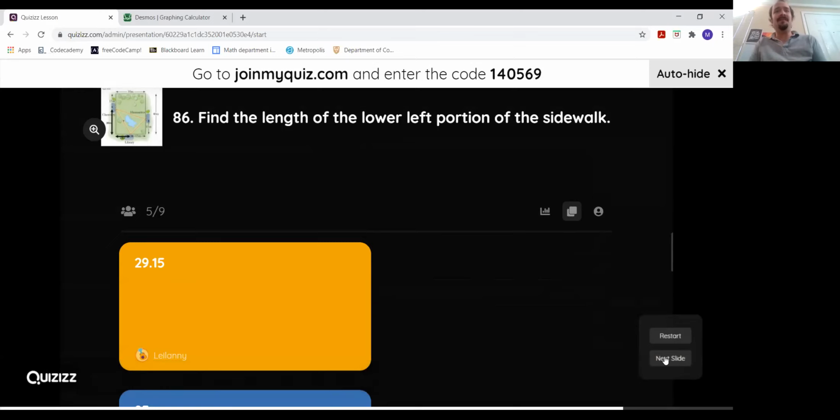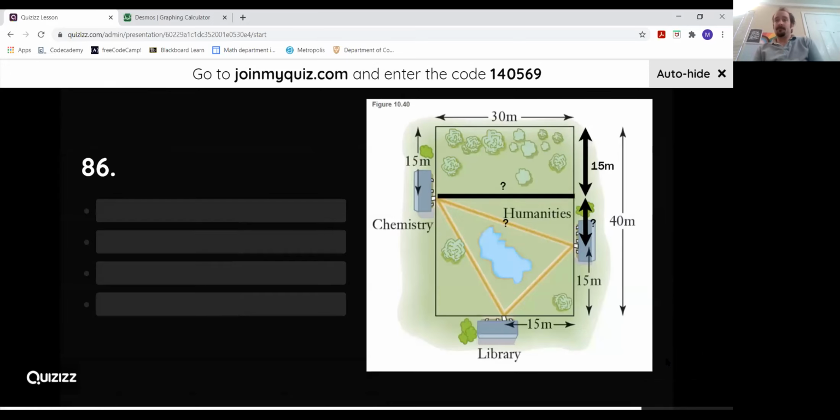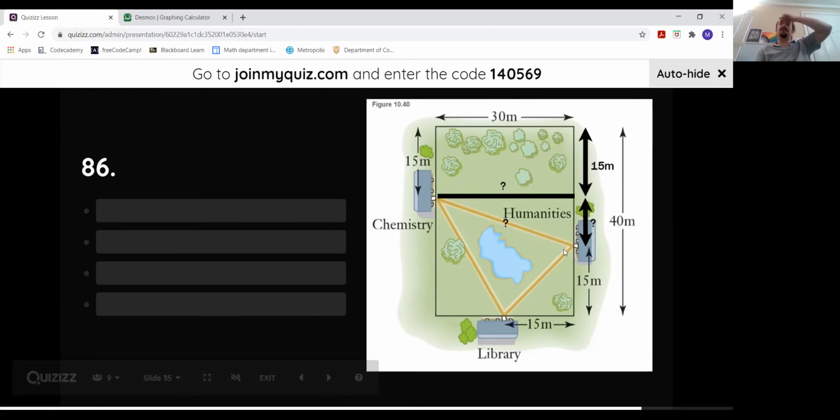So 29.15 is correct. We're doing Pythagorean theorem with 10 and 25. And so now we're looking here. We want to do this triangle. You want to find this sidewalk. So in order to do that, we got to form a triangle. You've got some options of what sort of triangle you want to form, but I think the best way is probably to do a right angle here. That way we can employ the Pythagorean theorem.